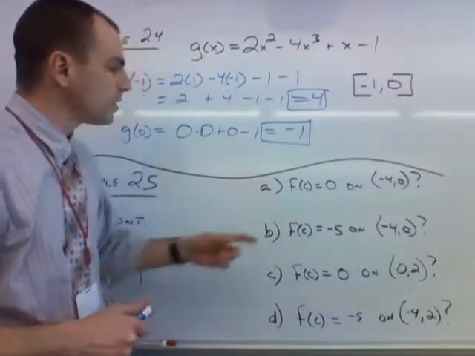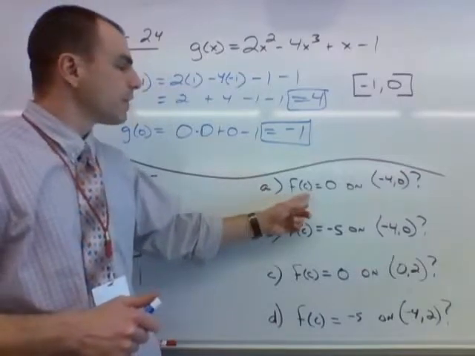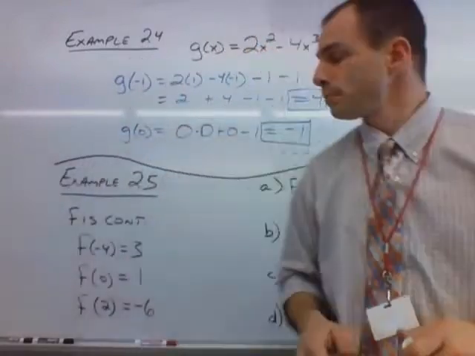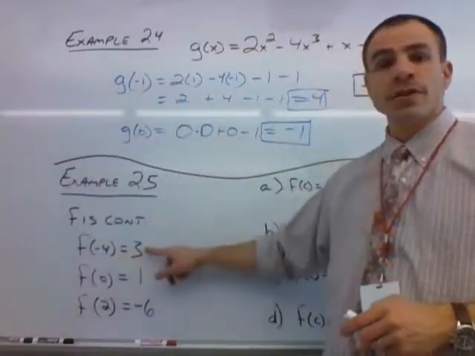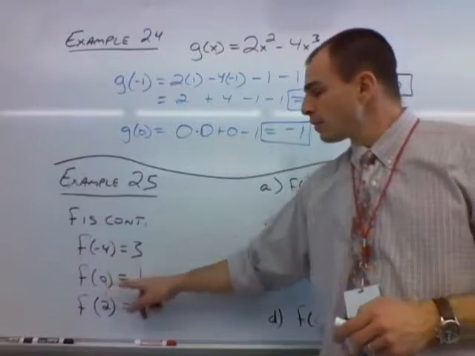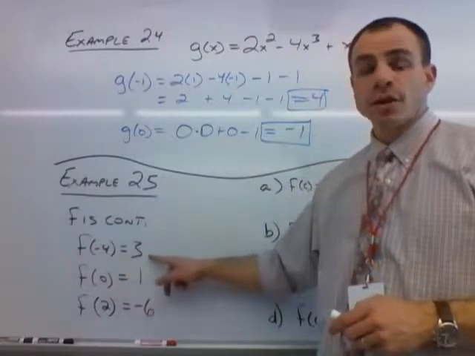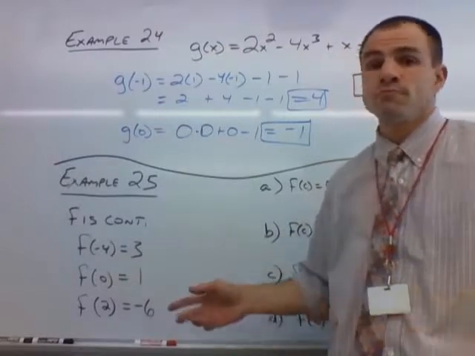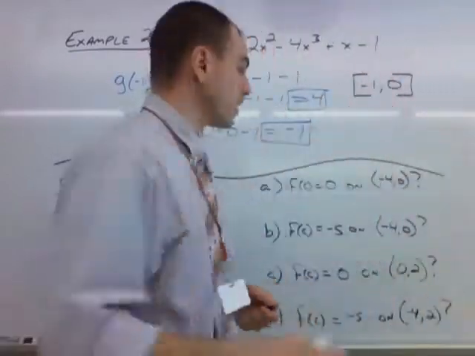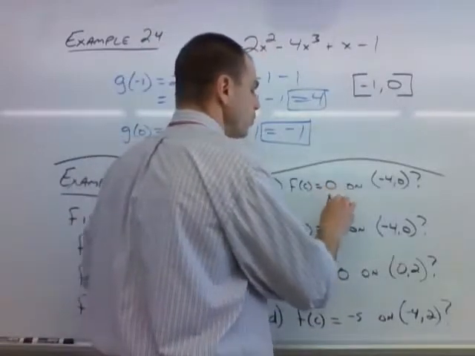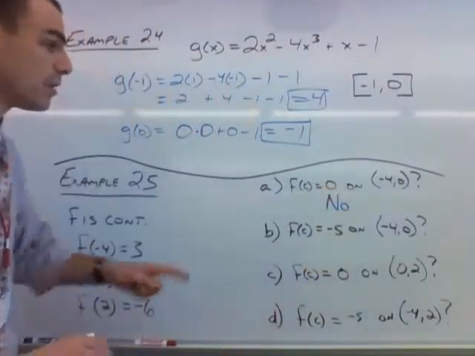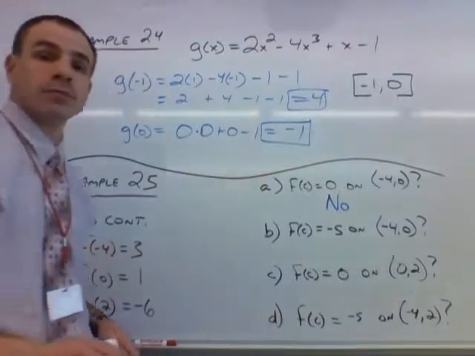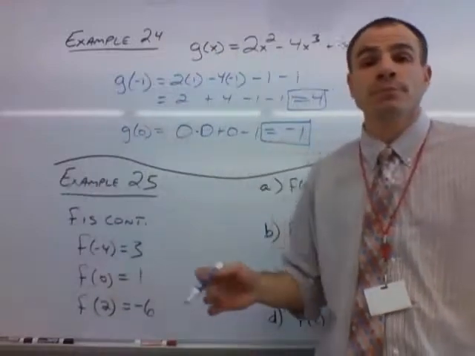The first one states, does the intermediate value theorem guarantee that the function is going to be equal to 0 on the interval from x equals -4 to x equals 0? Well, at x equals -4, the function's value is 3. At x equals 0, the function's value is 1. Started positive, ended positive, it's above 0, it's above 0. No, the intermediate value theorem says it might happen, but it doesn't guarantee it's going to happen because 0 is not between the 3 and the 1. So the intermediate value theorem says I cannot guarantee it.